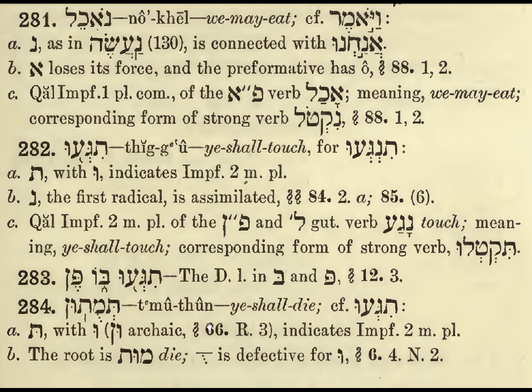Temutun, ye shall die. Compare with tig gano. The t and the u, this un ending is archaic, but it has the same meaning, indicates imperfect second person masculine plural, just as the t and the u here does. The root is mut, die. So this u here is defective for the u here, and this is the root, mut, written out in full here.